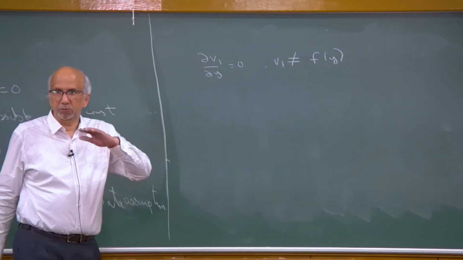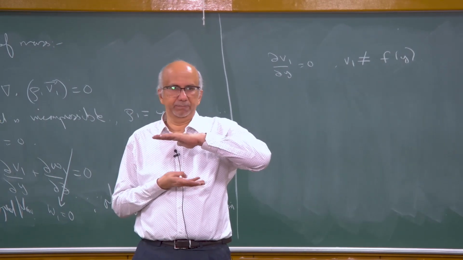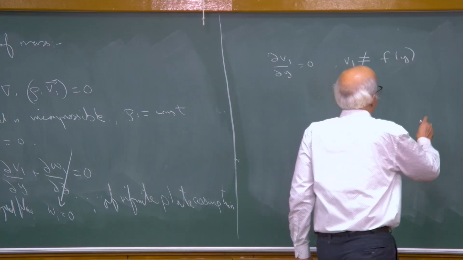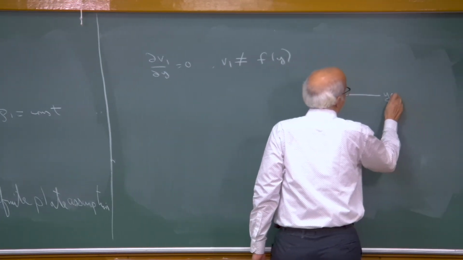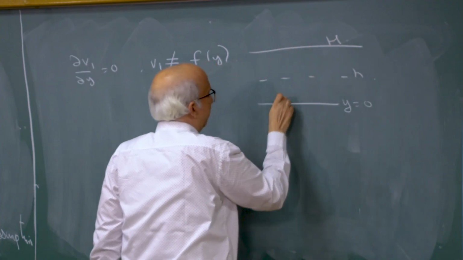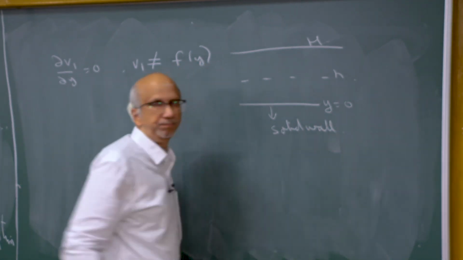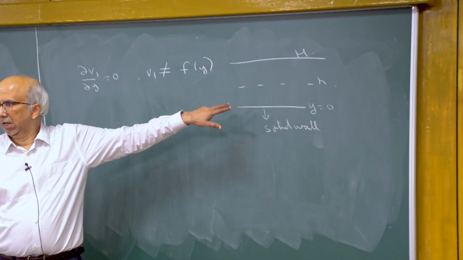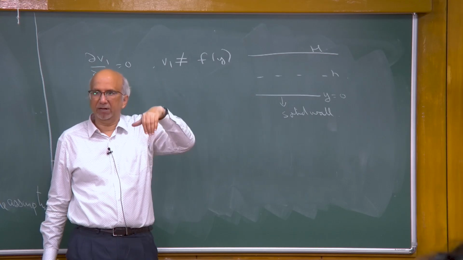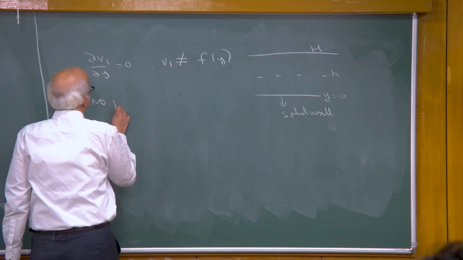Now, the two walls that I have, they are rigid walls, let us say, they are plates. So, the liquid cannot penetrate the wall. So, this is y equal to 0, small h, this is capital H. Both are solid walls. So, the liquid cannot penetrate my solid wall. What does that mean? That means V1 at y equal to 0 is 0. Therefore, this is the no penetration condition.